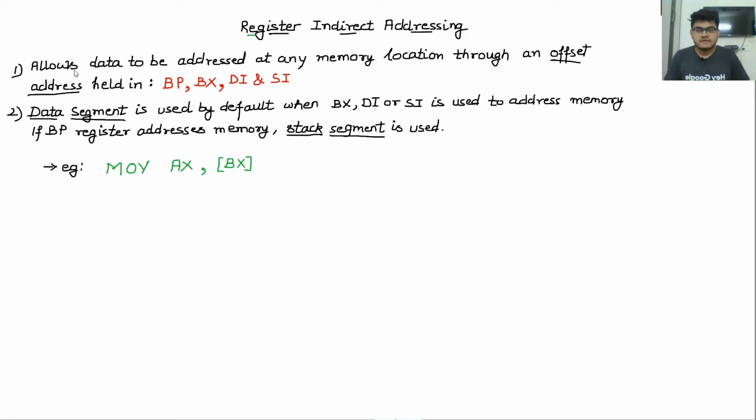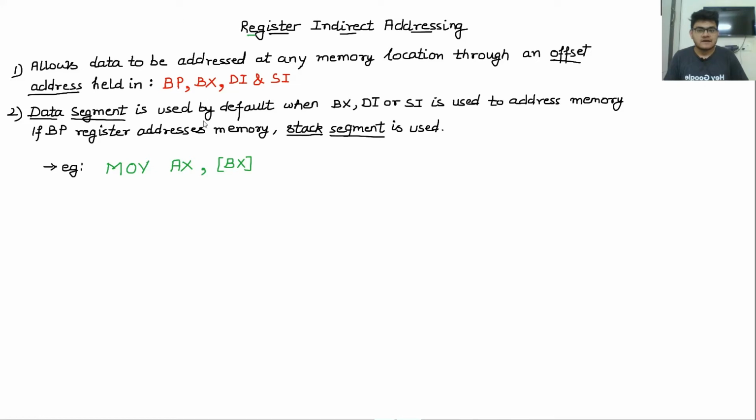The first point is that this type of addressing allows the data to be addressed at any memory location through an offset address. We will be able to address the data at any memory location using the offset address, and that offset address is stored in one of these registers: BP, BX, DI and SI. We have already briefly studied these registers and their purposes at the very start of this playlist.